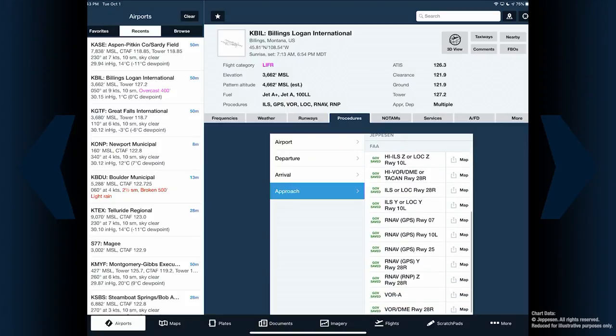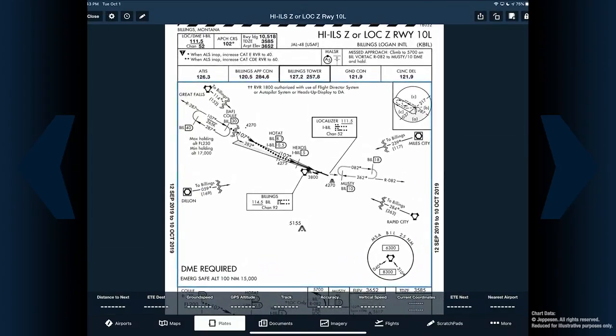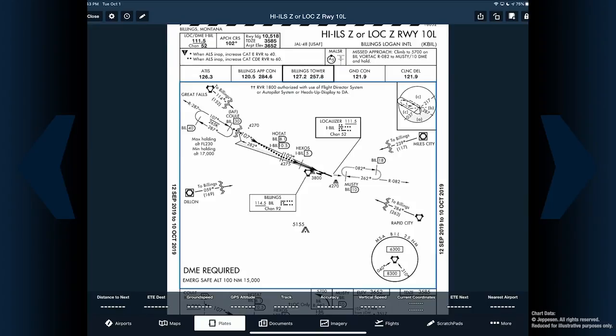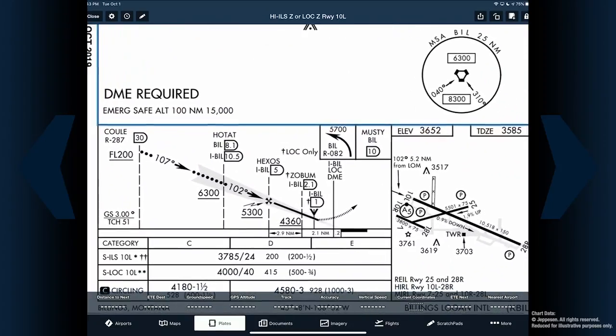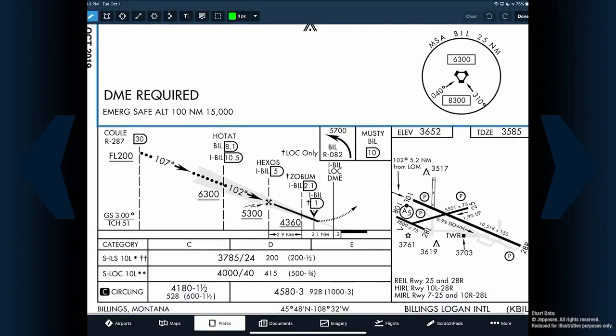If we look at Billings, go into the procedures, the approach, you notice they have two different high procedures. They have a high ILS and a high VOR. The concept of a high ILS or a high VOR is that it allows you to transition out of the high altitude structure and down to the actual procedure itself. So you can see on the profile view, in this case, we start at Cooley at flight level 200, 20,000 feet. And then we go down from Cooley to Hotat, where we need to be at or above 6,300 feet, and then minimum altitudes of 5,300 and 4,300.